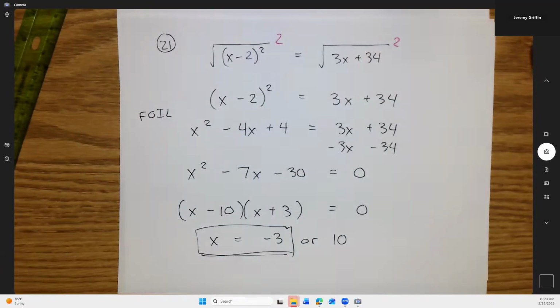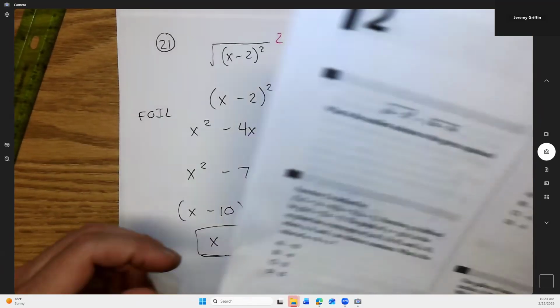So negative 3. All right, you guys good with negative 3? Yeah. All right, let's keep going.